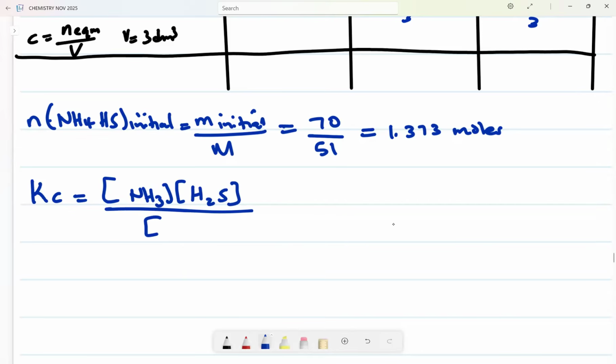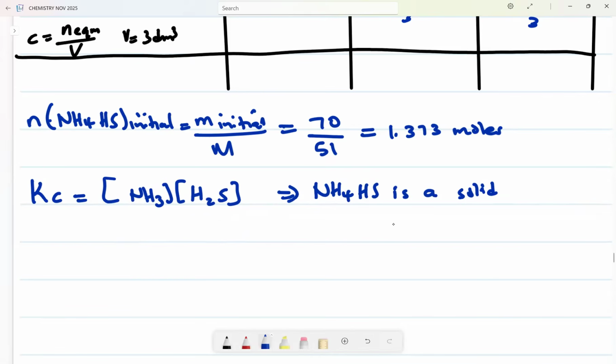Do I divide by the concentration of reactants? No, because my reactant is solid. So I need to make you aware that NH4HS is a solid. And in the Kc formula and Kc calculation, we only need aqueous solutions as well as gases.